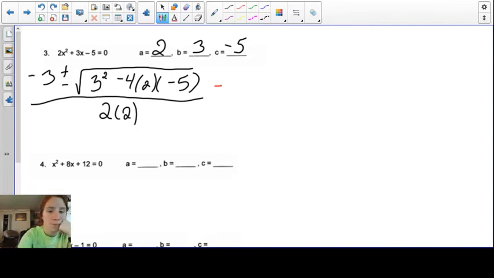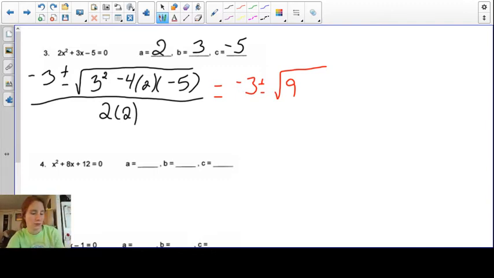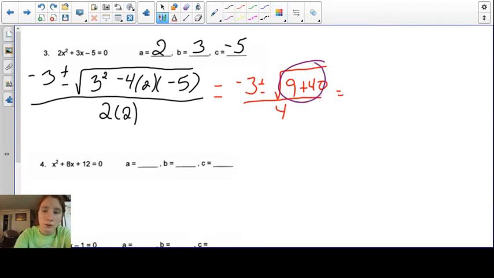Okay. Negative 3 plus or minus 9. 3 times 3 is 9. And then I'm going to have negative 4 times 2 times negative 5, which is 40. And it's positive, so we're going to add, all over 4. So this here essentially will give me the square root of 49.